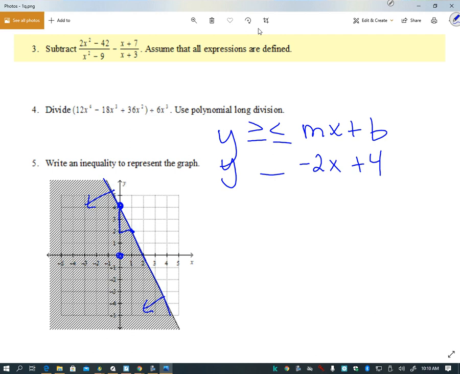Do you guys know why I said it that way? Because what's negative 2 times 0? 0. So if I use 0, 0, I'm only ever comparing 0 to the y-intercept. So if 0 is less than 4, and that's true, then I can put it in like that. y is less than or equal to negative 2x plus 4. We doing all right? Okay.